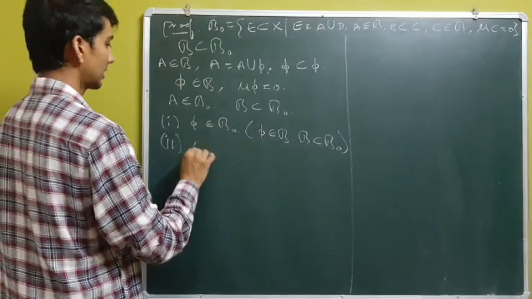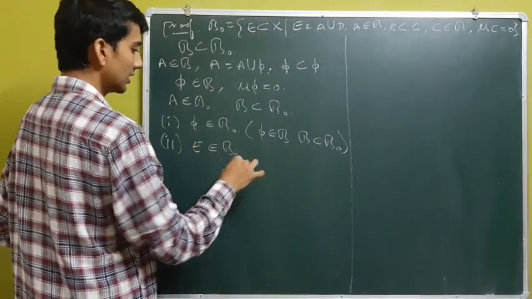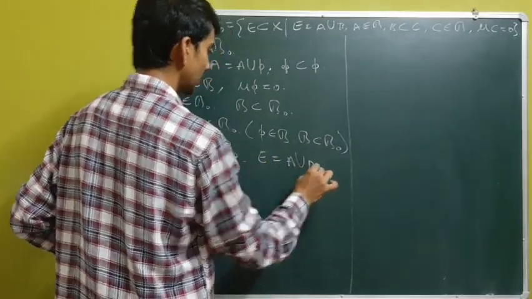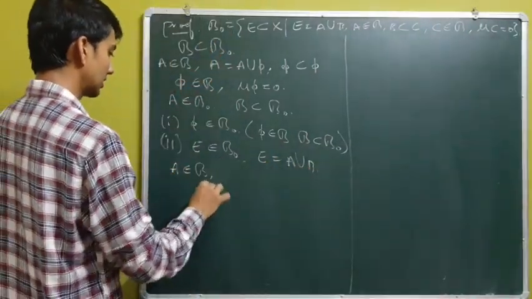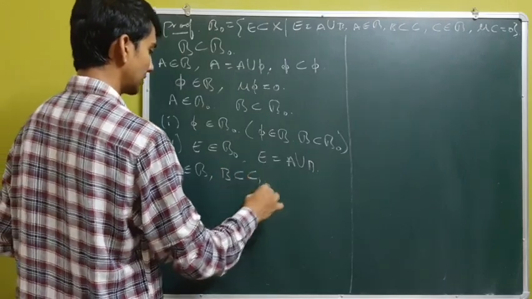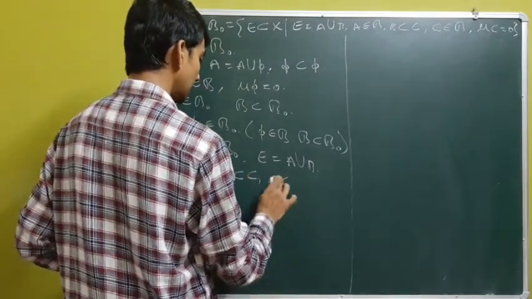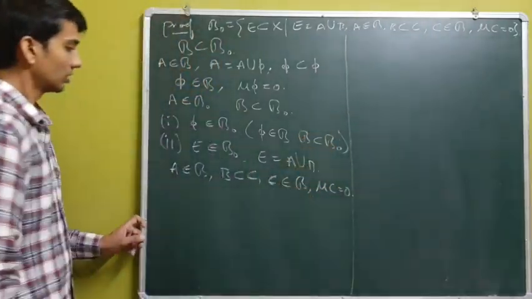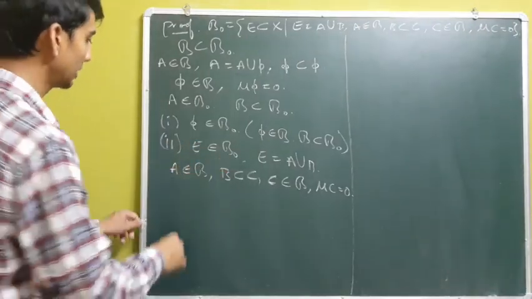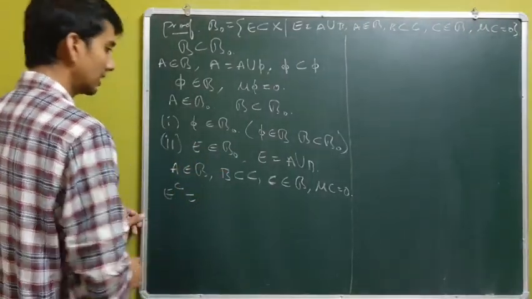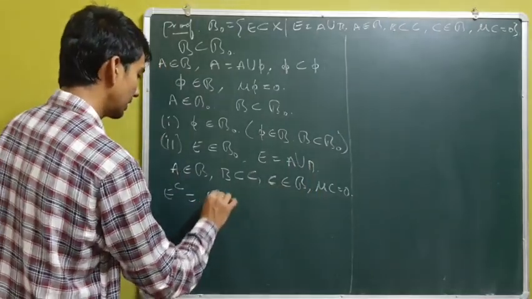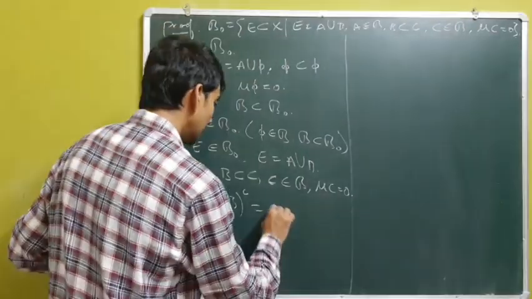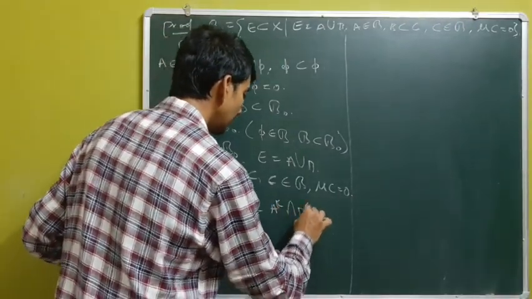So now if I consider a set E in B naught, then by definition of the collection, E takes the form A union B. Again, A is in the collection B, and B is contained in C, where C is in B and the measure of C is 0. So in order to prove E complement is in B naught, consider E complement, which is the same as (A union B) whole complement, and by De Morgan's law, this is the same as A complement intersection B complement.